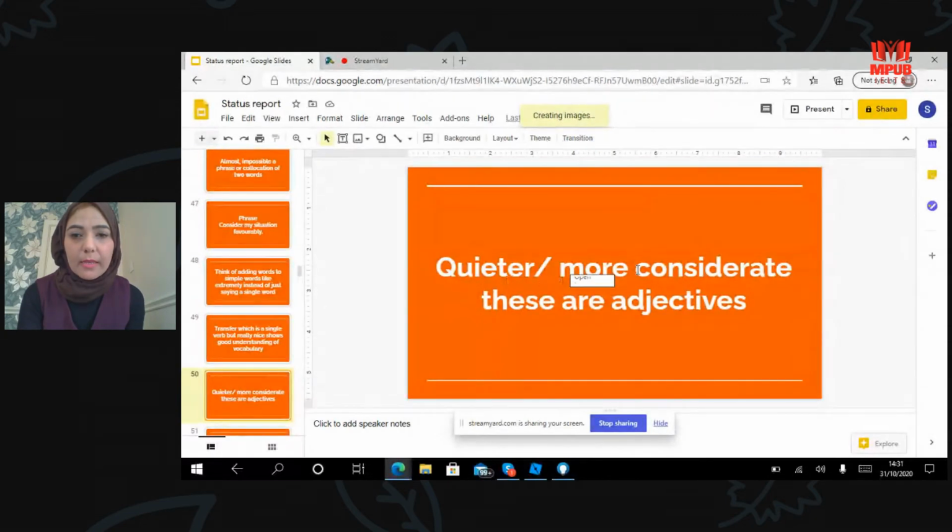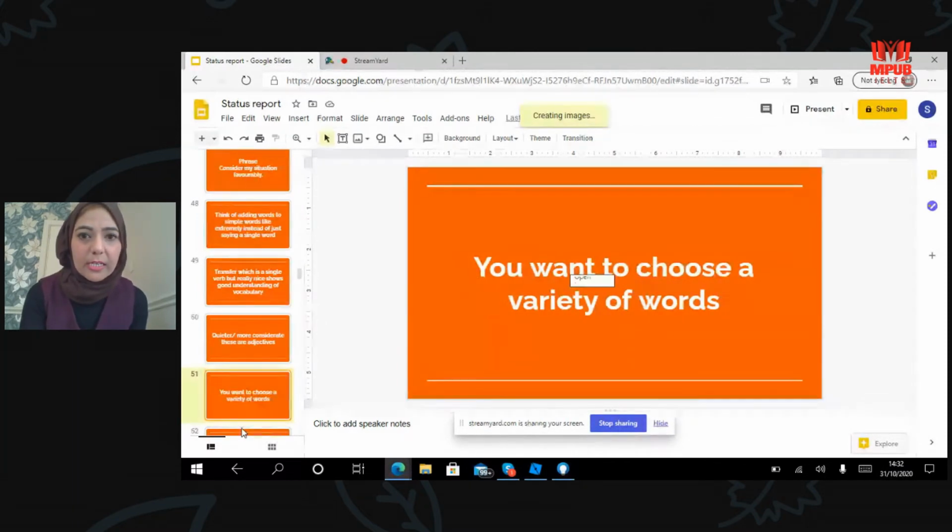So if you see quieter, more considerate, these are adjectives. So I've made sure that I've used adjectives. Therefore you want to choose a variety of words. You don't want to just use the same words repetitively, because if you keep using the same words, it doesn't show that you have confidence. In order to show the examiner that you have a lot of confidence, you need to use a variety of words. Again, just make sure that you're using them correctly and you have confidence that you know what the words mean.